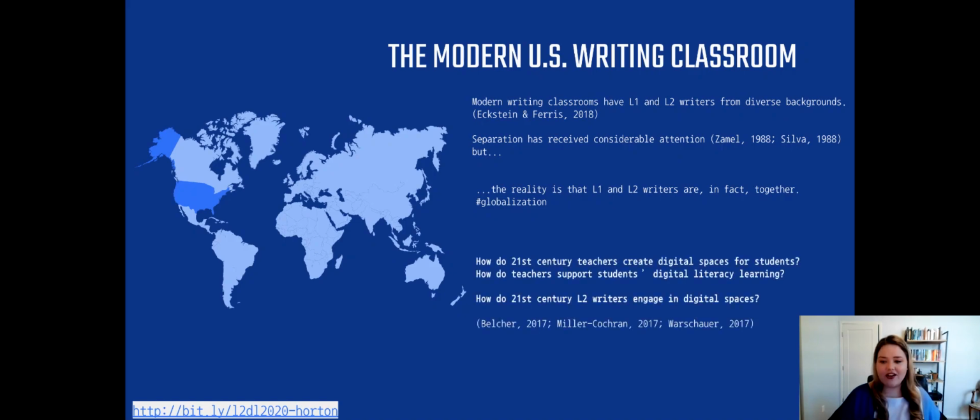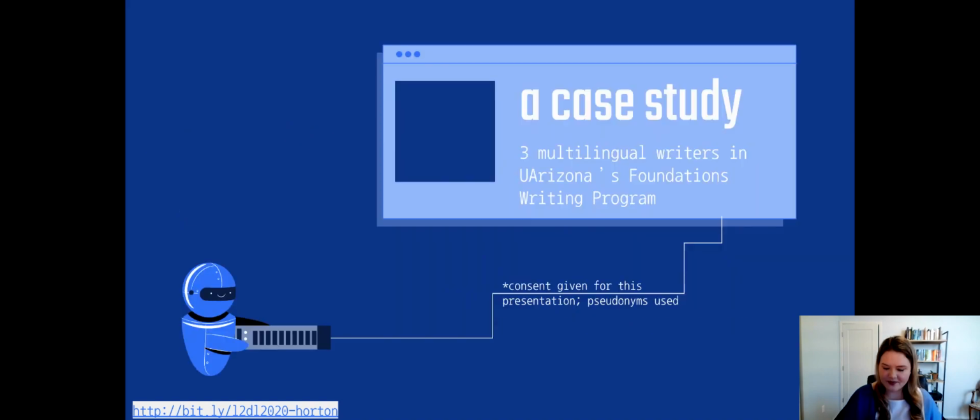And a common space that a lot of these students are meeting and interacting with each other are digital spaces. And especially now with so much digital and online learning because of the coronavirus, we need to figure out what digital spaces as teachers are we providing for students. How do we support them in those digital spaces? And in order to answer those pedagogical questions, I want to do a little bit of backwards design through the case study that I'm going to present today that looks at this third question of how do 21st century L2 writers engage in digital spaces?